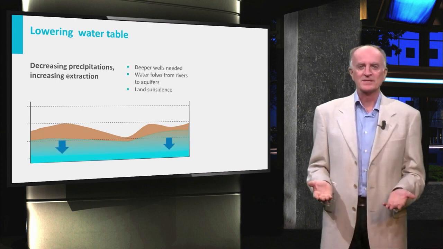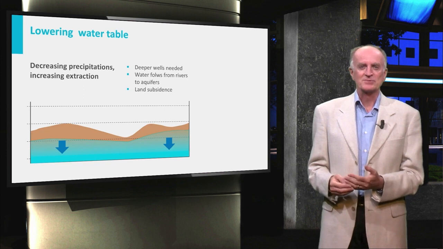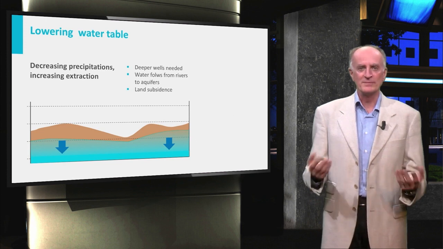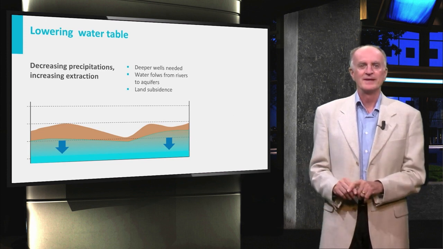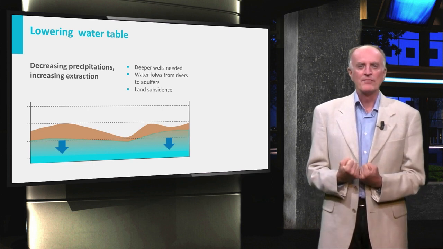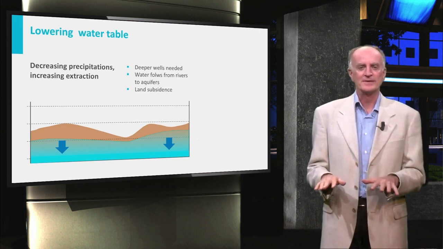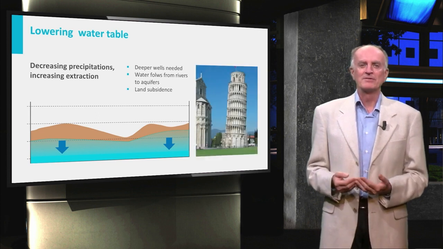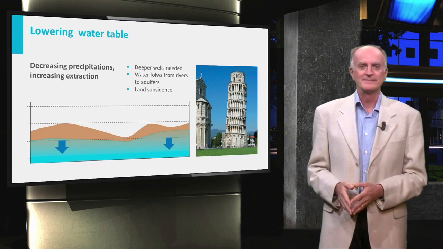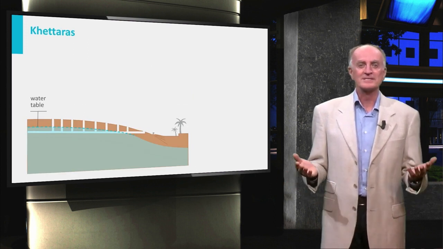This has a number of consequences. For instance, deeper wells will need to be made, and water bodies, such as rivers, which act as discharge areas, will start charging the aquifer, with water moving from the river to the aquifer itself. The third relevant consequence is land subsidence. Water removal will allow further compaction of non-lithified sediments, resulting in subsidence at the surface of the Earth. The engineers building the Leaning Tower of Pisa were apparently not aware of the consequences of extraction of water for the city.